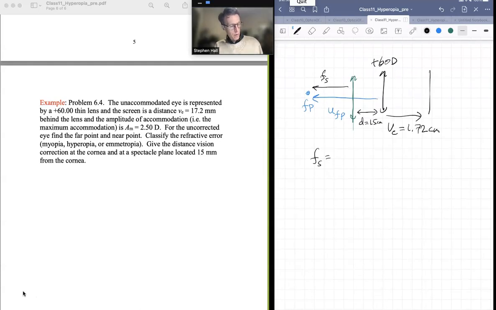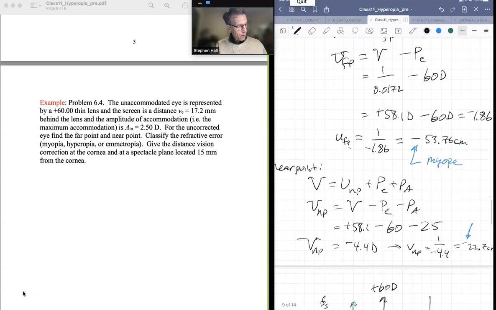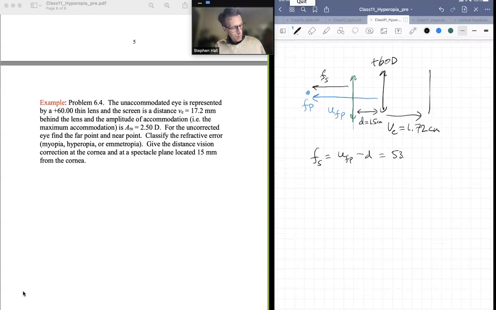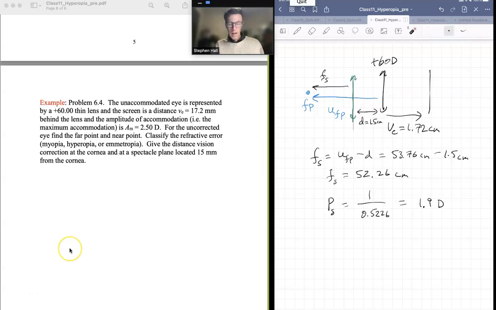And so looking at my figure, I can see that the focal length of my spectacle lens needs to be the distance to the far point minus this d value. And so going back here, the far point distance was 53.76 centimeters. And I'm going to subtract from that 1.5 centimeters. And so that means my focal length is 52.26 centimeters. And so then the power of the spectacles needs to be 1 over that. And so that results in a power of 1.9 diopters.